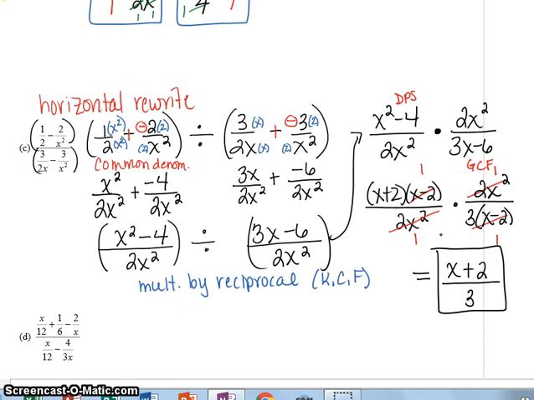This is called the horizontal rewrite method. If you use the LCD method, your LCD would be a 2x squared, put it over 1. So now you would just multiply each piece by 2x squared.